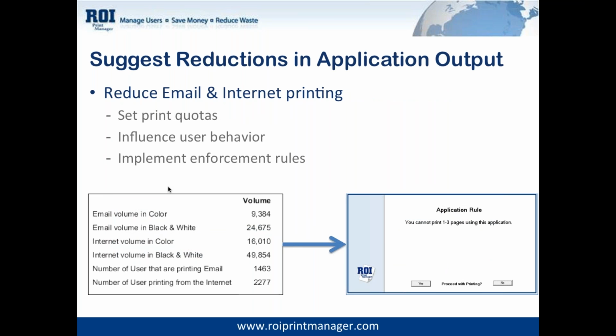I've touched on application rules and policies when I've talked about controlling colour, but we can apply any print rule or any policy to any specific application. Again, we touched on email. Internet printing is another biggie. We see increasing amounts of people printing from the internet via the various browsers. So we can identify that through our print usage tracking. We can show the volumes to the customer, and then we can introduce application-based rules to help reduce that particular cost.